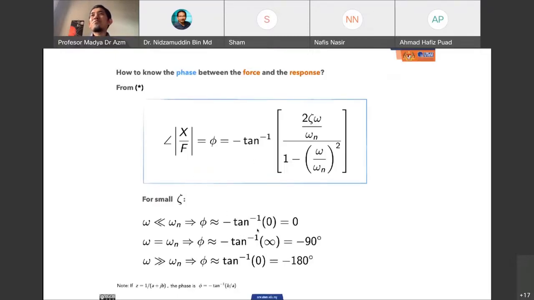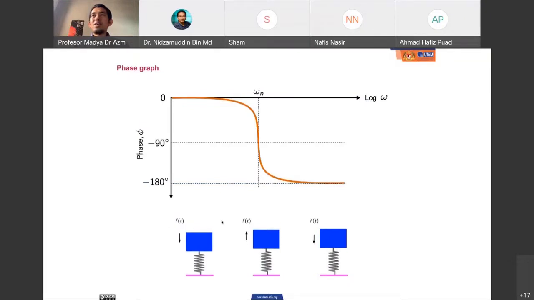Okay, from that equation we can also derive the phase. So what does it mean by phase? Phase is how the force and the response will behave. This one here is a zero phase. So zero phase means the force and the response will have the same phase. If the response is going down, the force is also going down. If the force is going up, the response is also going up. So this is low frequency, zero phase.